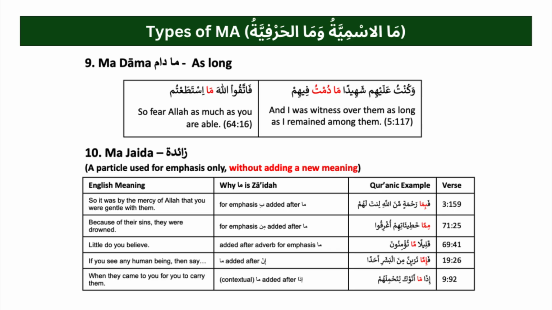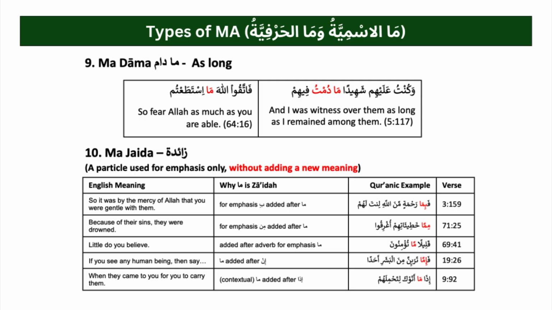The first example is fattaqullaha ma istata'tum. So fear Allah as much as you are able. Here, the construction gives the meaning of continuing or extending according to one's ability.